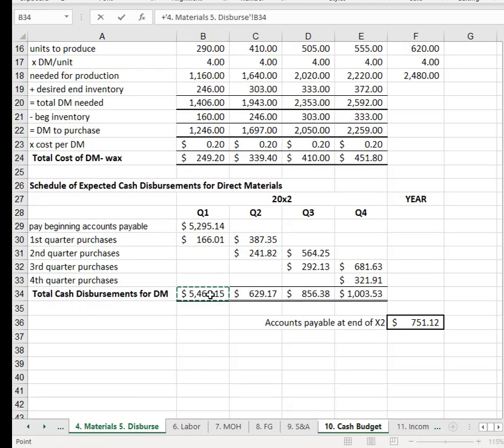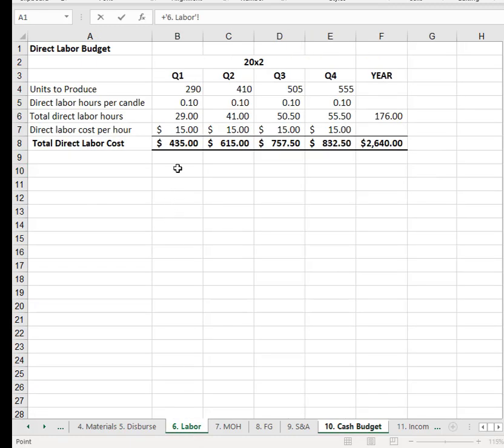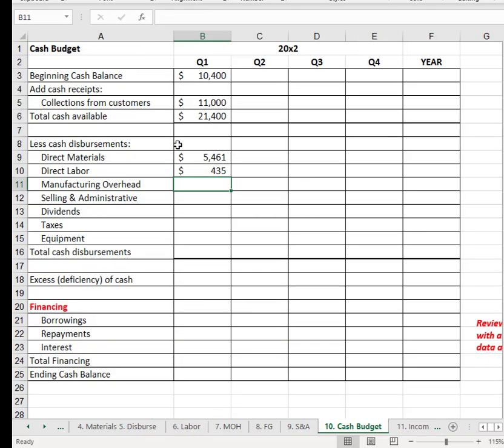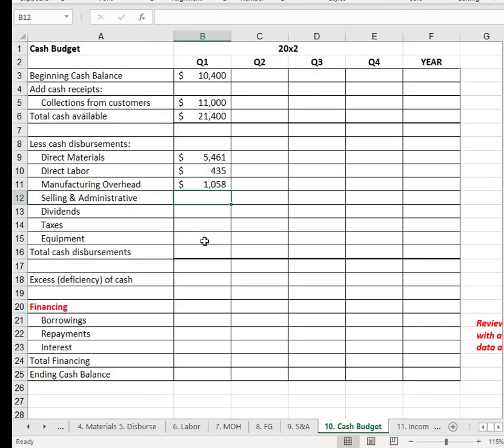First quarter, payments for materials, payments for labor. Now we got to go to the labor budget. Of course, you can't inventory labor, so the labor incurred and the labor paid would be the same. All right, what do we pay for manufacturing overhead? Over to the manufacturing overhead budget. Here's our manufacturing overhead for the first quarter.